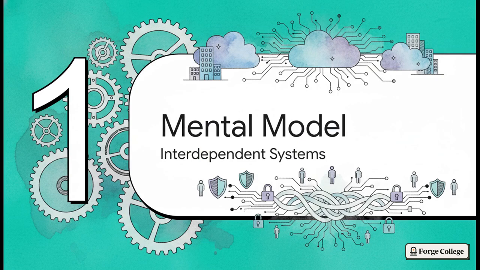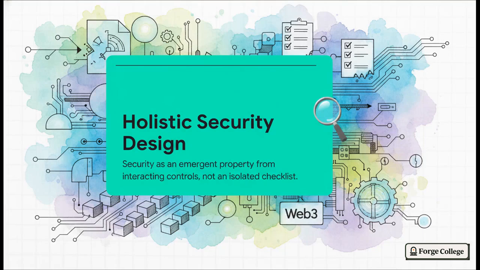We are looking at security as interdependent systems. Holistic security design is one of those buzzwords that gets thrown around a lot, right? But here is what it actually means for us Web3 developers. It is an approach that treats security as an emergent property. It's the result of interacting controls across different layers. It is absolutely not just an additive checklist. You don't just sprinkle some rate limiting on your code like it's seasoning and call it a day. Holistic security requires us to understand how all these layers talk to each other, ensuring that absolute safety emerges from the entire system working together seamlessly.